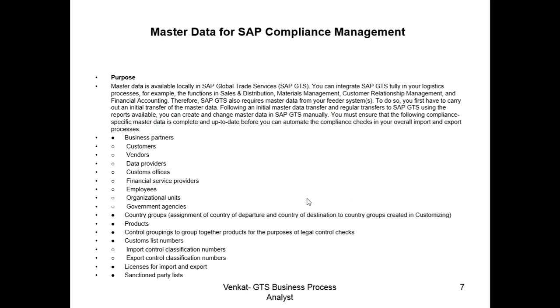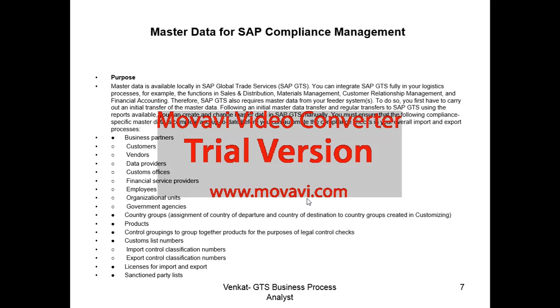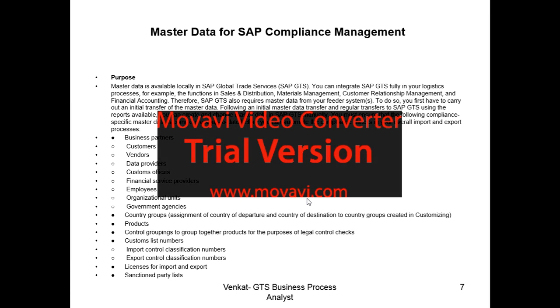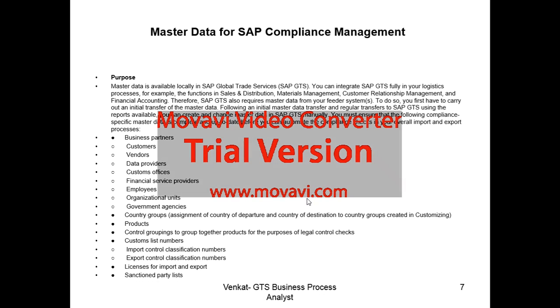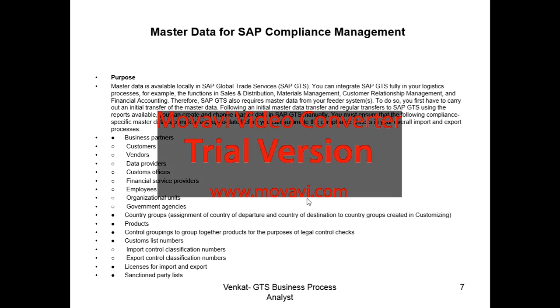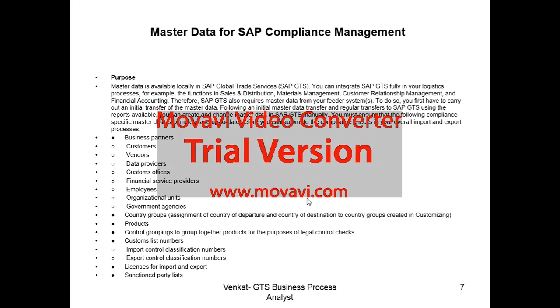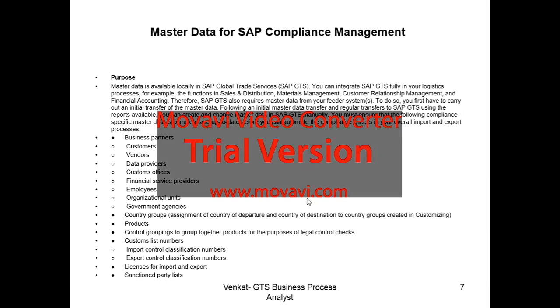When you think about the business partner, a business partner can be a customer, a vendor, a data provider, a customer office, an employee, an organization unit, or a government agency. Everybody we create as a business partner in the SAP GTS system. So this is about the master data elements related to compliance management.